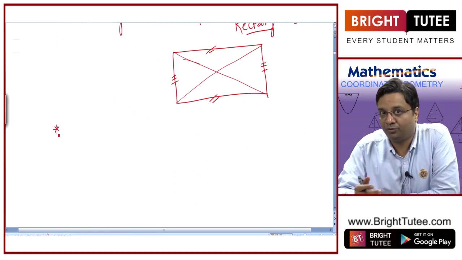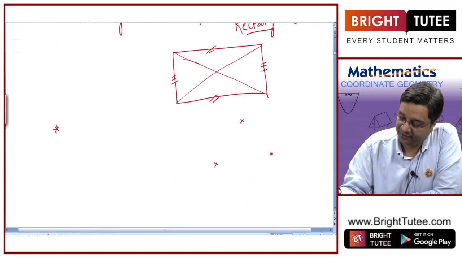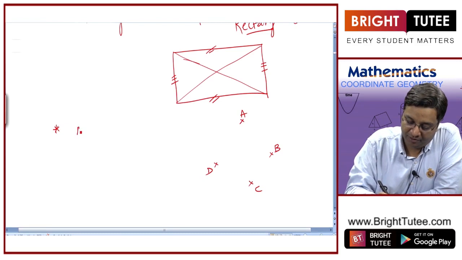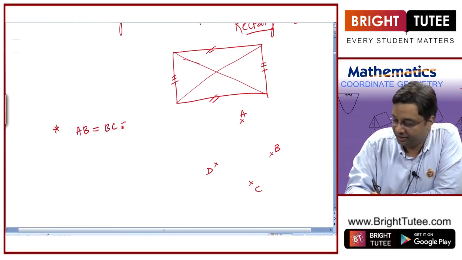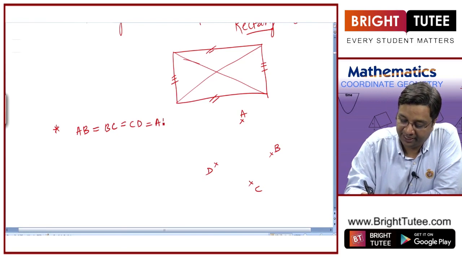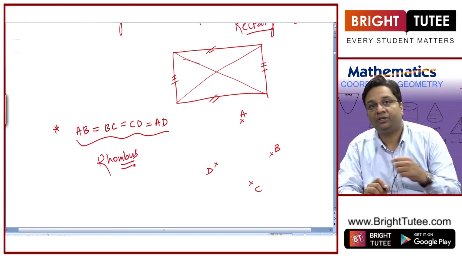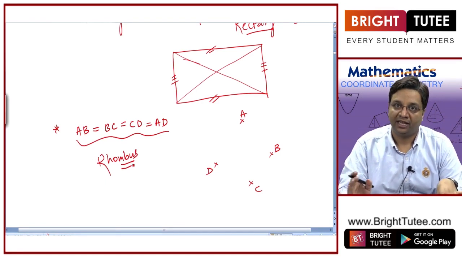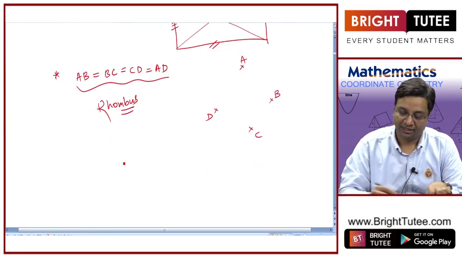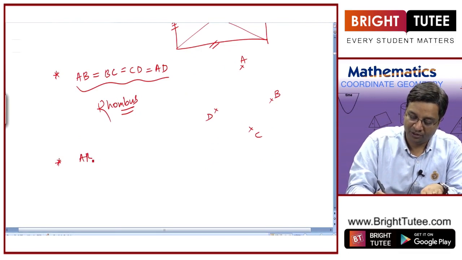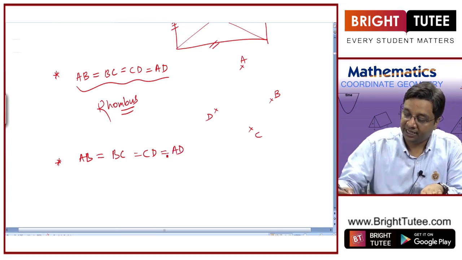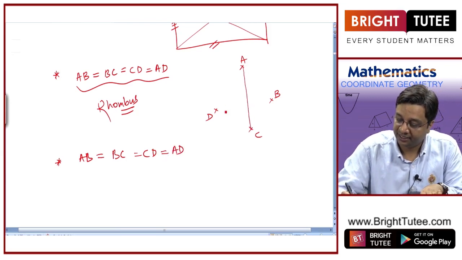And let us say you are given 4 points again, right? Let's say these points are A, B, C, D. If you can prove that the distance AB is equal to BC equal to CD is equal to AD, then you can say that the quadrilateral is a rhombus. What is the property of a rhombus? That all sides are equal, right? And when does a rhombus become a square? If I can prove that all sides are equal, also the diagonals are equal, diagonal AC and diagonal BD are equal.